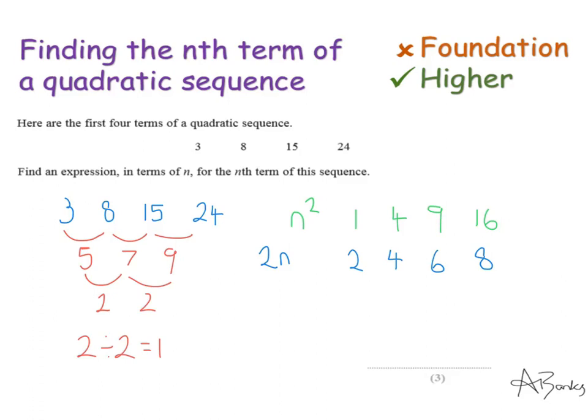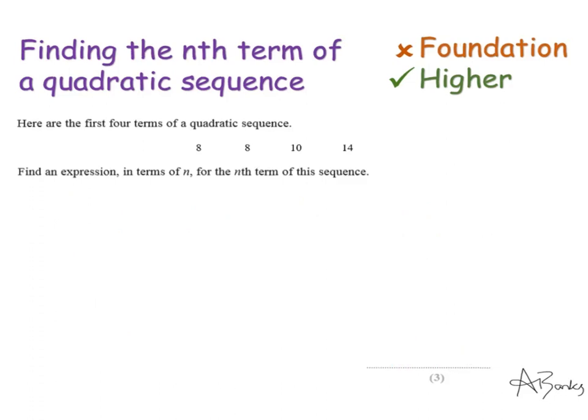So my quadratic sequence this time is made up of my square numbers plus 2, 4, 6, 8. So it's n squared plus 2n. That's how we make up this sequence, by adding these together. So my answer is n squared plus 2n.